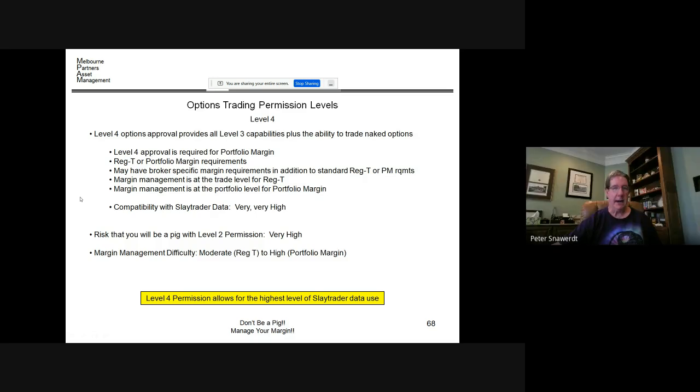tastytrade's a smaller broker, and they do specialize in options. That's one of their things. Interactive Brokers claims to do that too, except I personally used to trade with Interactive Brokers some time ago.